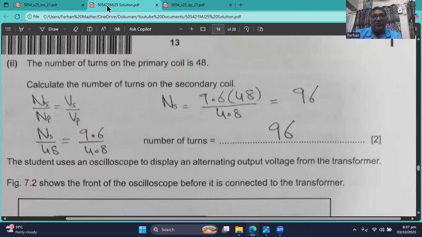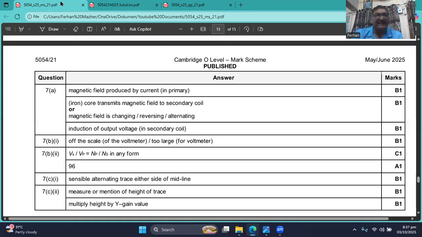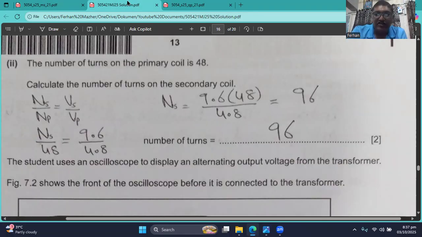I have chosen the pair 4.8 and 9.6. So 9.6 is the voltage in the secondary when you have provided 4.8 volt in the primary. You can choose any pair from that table. Okay, I've chosen this one. So Ns, the number of turns on the secondary, will be 9.6 multiplied by 48 divided by 4.8, that's 96. So the number of turns in the secondary coil is 96. It's a step-up transformer. The number of turns in the secondary is more than the number of turns in the primary. And this is a very, very important formula.